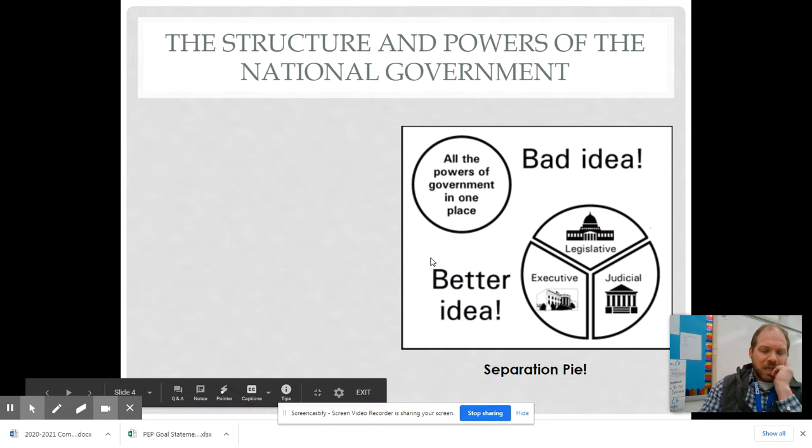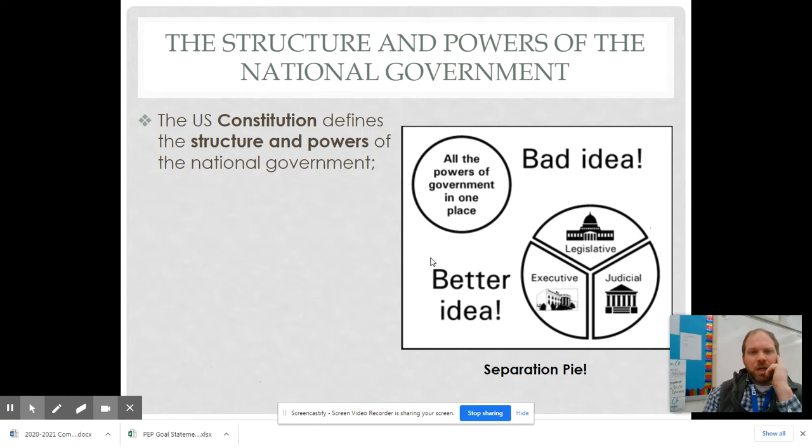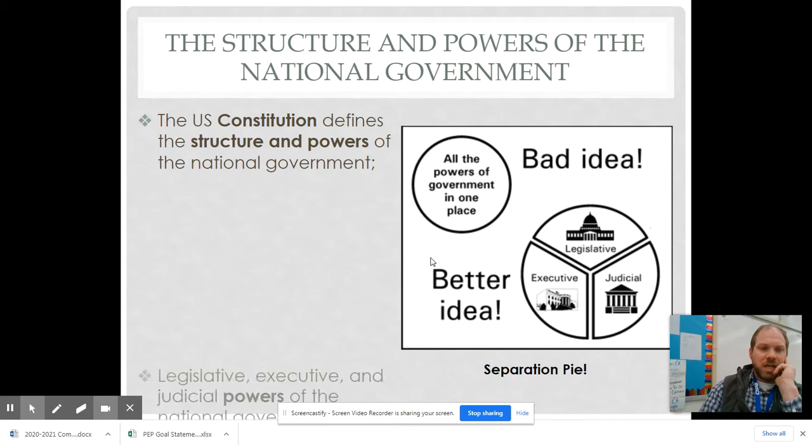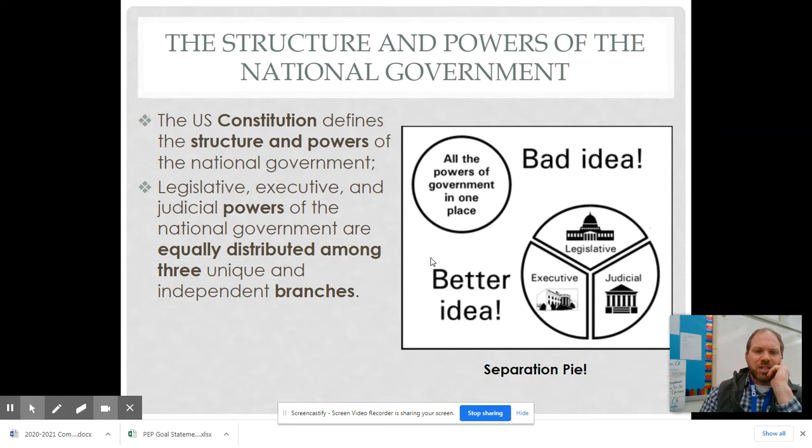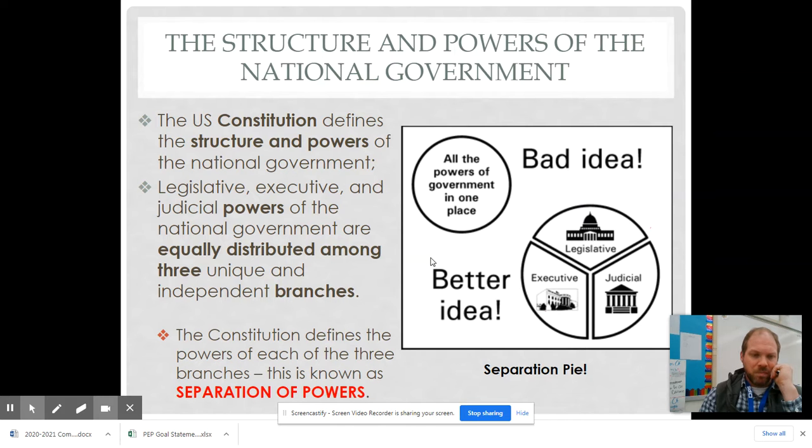All right, so on this slide, we're going to be looking more specifically at separation of powers. The U.S. Constitution will define the structure and power of the national government. So if I ever ask you what created the American government, your answer is going to be the Constitution. And so the legislative, executive, and judicial powers, those three branches of the national government, are equally distributed. Okay, so each branch has its own set of powers and is independent from the other branches of government. The Constitution defines the powers of each of these three branches, and this became known as separation of powers.